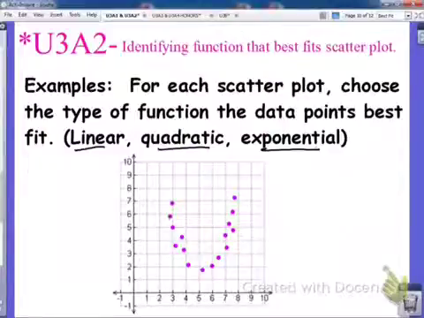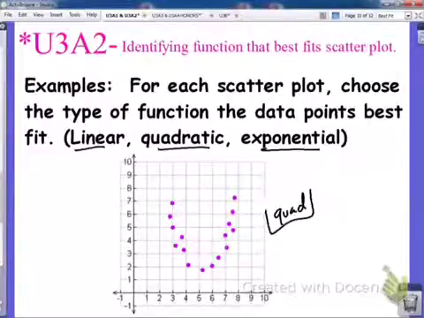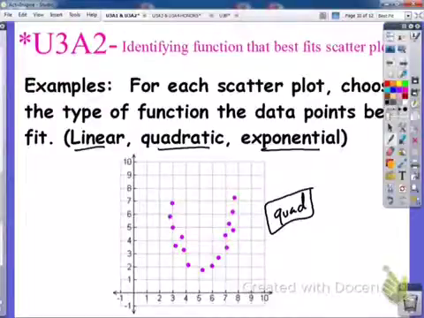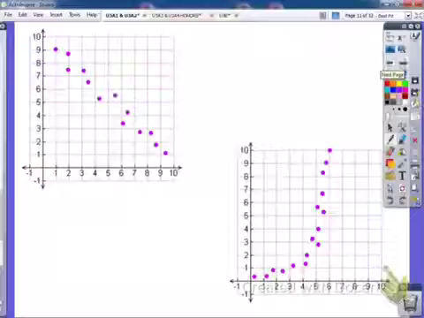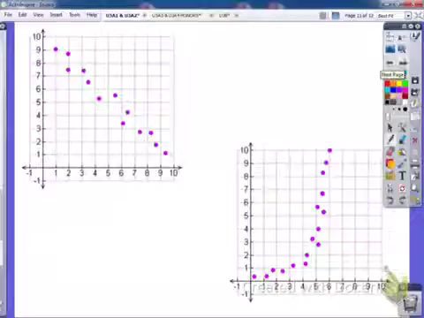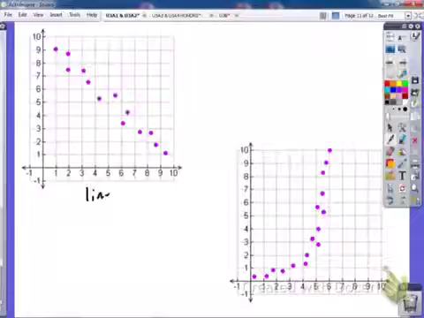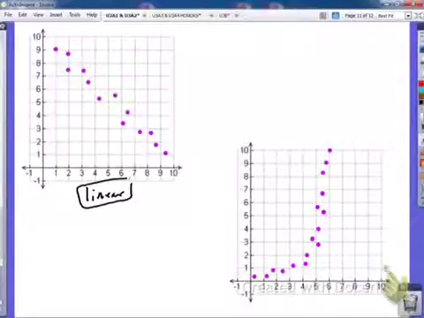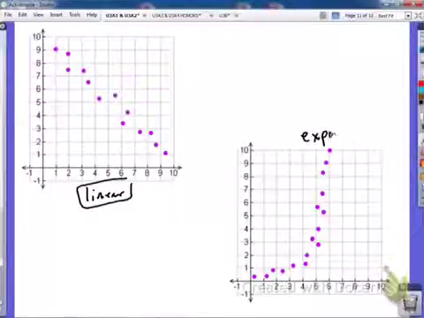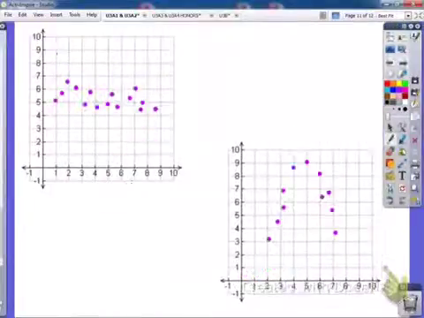Yes, ma'am. So what do you say this is? Let's go ahead and answer. What is this? Quadratic. Clearly quadratic. Okay, go ahead and label these. You've got linear, quadratic, exponential. Those are your options. So just go ahead and label those. So the first one, what is it? Linear. What's the next one? All right, and then the last two.